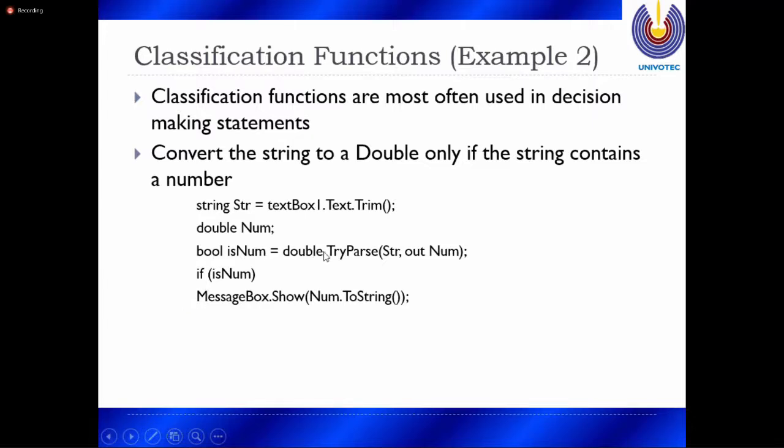Here we are checking with Double.TryParse whether the particular text box is considered a number, then you can convert it to the number. If isNum, the boolean type, is true, then you can display that number. You can convert this output using TryParse, convert the number and display the number, else. Okay, yes, we can do it.